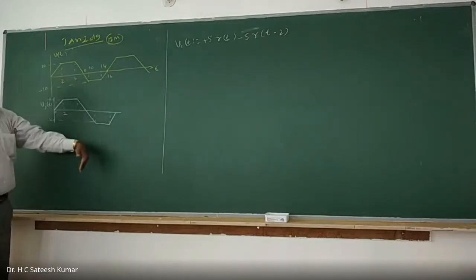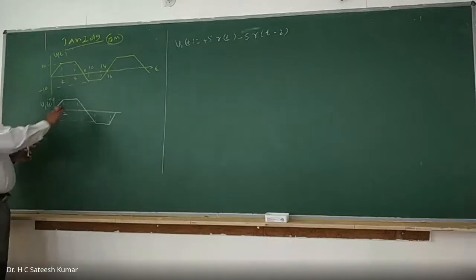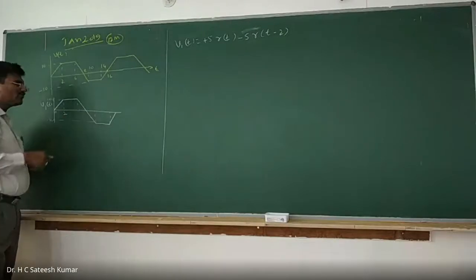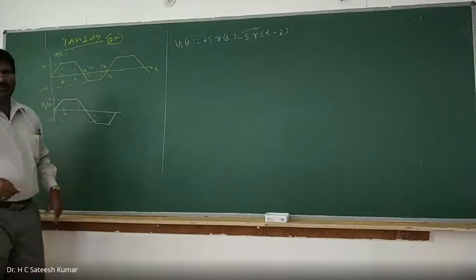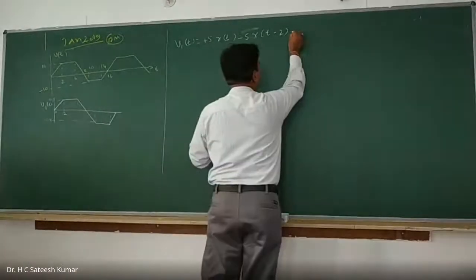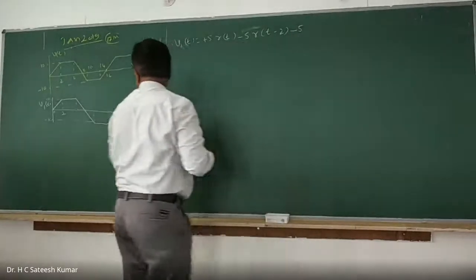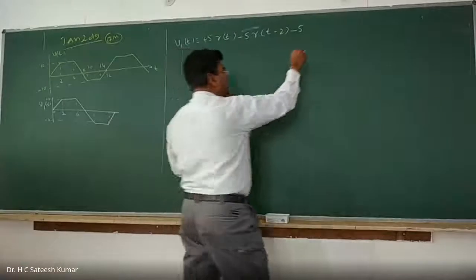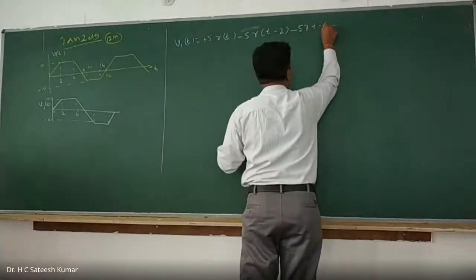Now it is decreasing. What is the height? Height is 10. The width is 8 minus 6, which is 2. 10 by 2 is once again 5, but decreasing, so minus 5. So now you go with minus 5 into r of t, starting from where? From 6. Therefore, r of t minus 6.